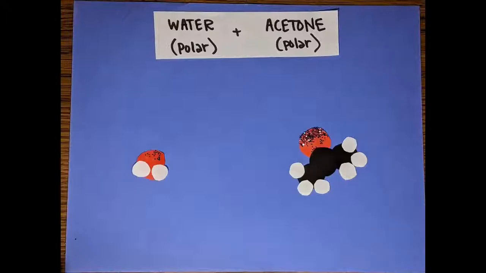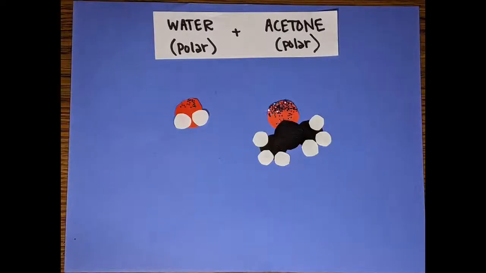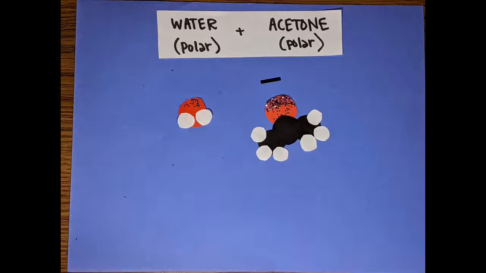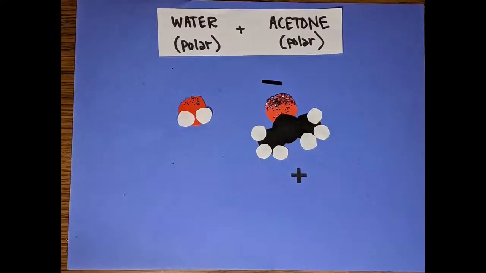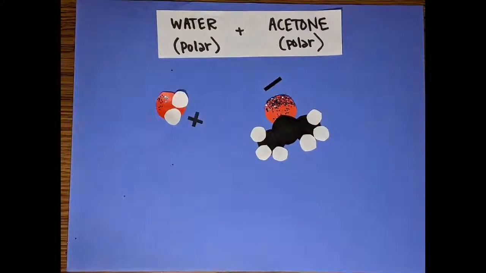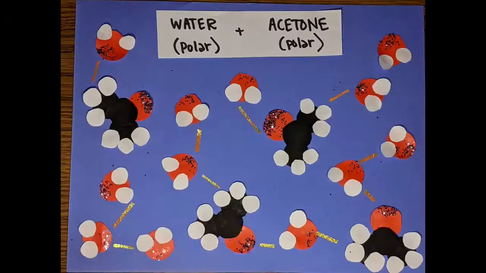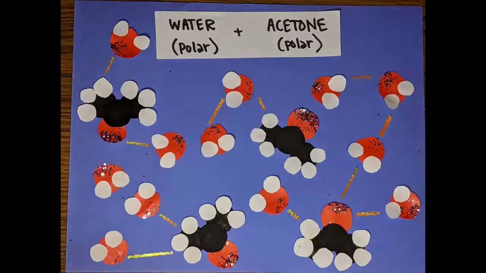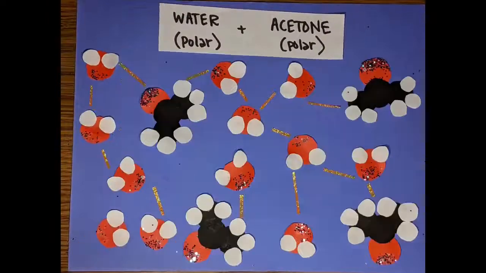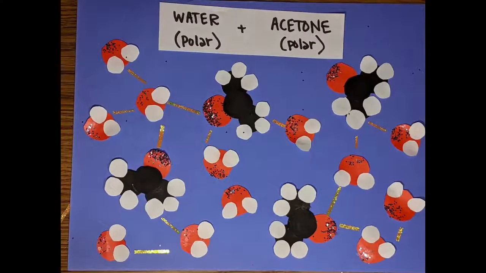If we mix two polar liquids, like water and acetone, you can see that the acetone also has electron density on one side of the molecule, so it has a negatively charged side and a positively charged side, just like water does. And so the negatively charged part of the acetone molecule is attracted to the positively charged part of the water molecule, and vice versa. And so these two liquids are attracted to each other, and they will dissolve each other. So we call these two compounds miscible because they mix together.